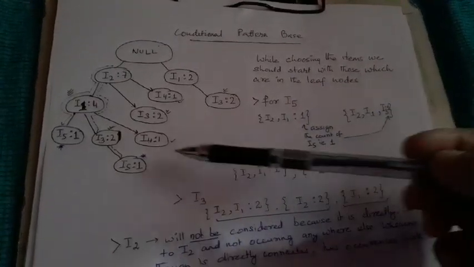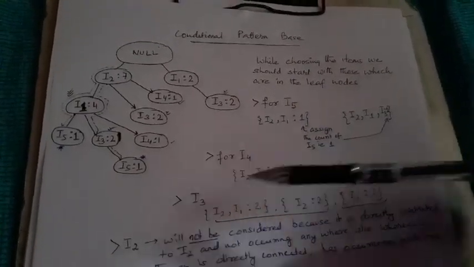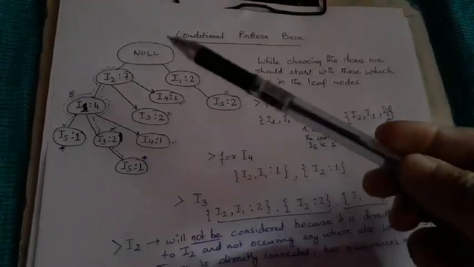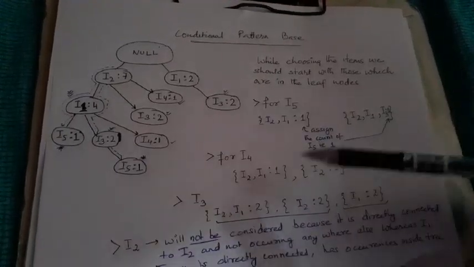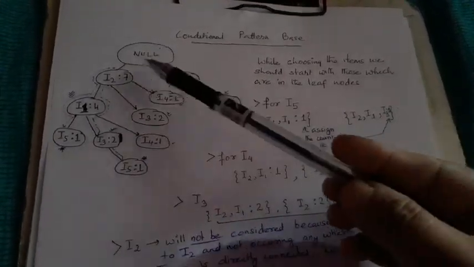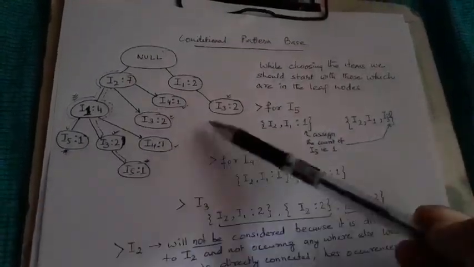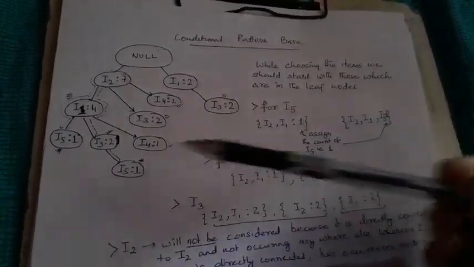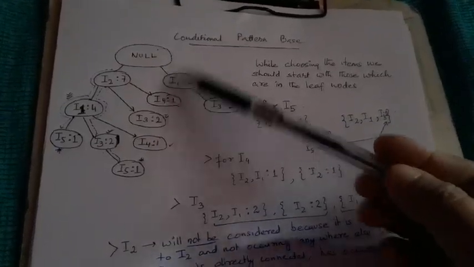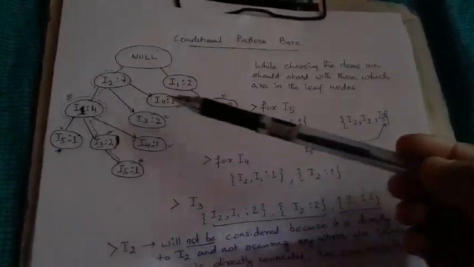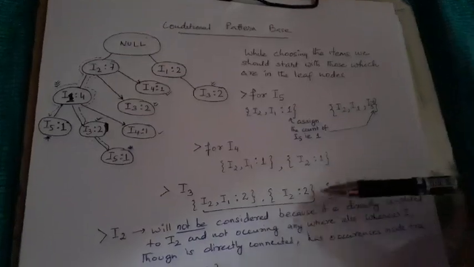Now come to I4, the next node. In a similar pattern we'll see which nodes are connecting. One is I2, I1, so we jot it down, and the count is 1, so we assign that. Next is another I4. There's only one node, I2, and the value is 1. Okay, that is clear.